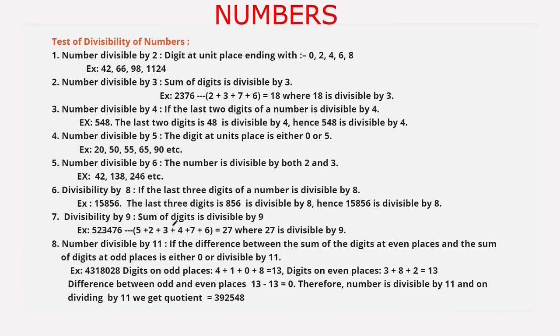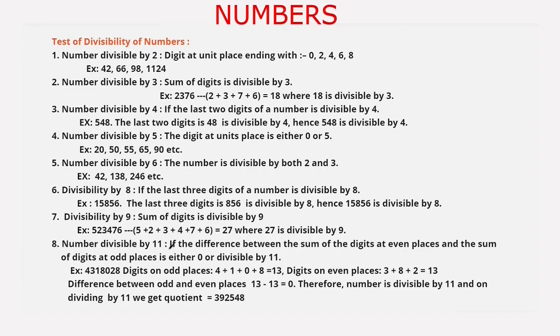Divisibility by 9. If the sum of the digits is divisible by 9, then the number is divisible by 9. The example given to us is 523476. Here the sum of the digits is 5 plus 2 is 7, plus 3 is 10, plus 4 is 14, plus 7 is 21, plus 6 is 27, and 27 is divisible by 9. Therefore, the given number is divisible by 9.